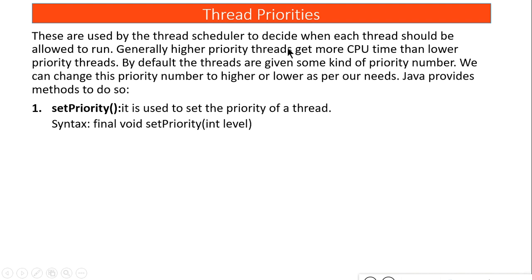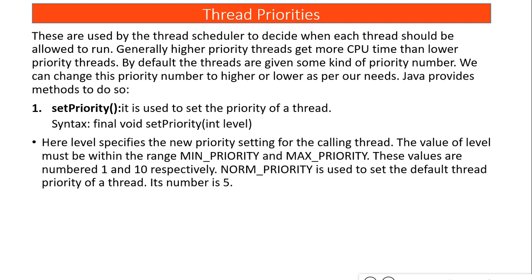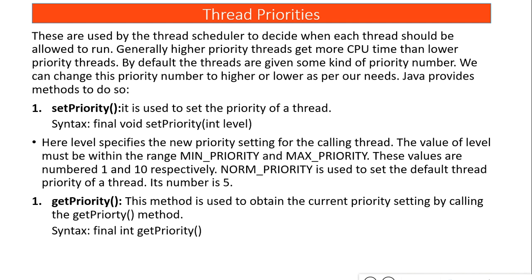Generally, higher priority threads get more CPU time, but you can use the setPriority and getPriority methods to set or get the priority of your threads. Now the setPriority method must pass an argument. This argument can be a value between 1 and 10, 1 being the lowest priority, the minimum priority, and 10 being the highest priority, the maximum priority. By default all your threads are given priority 5, which is normal priority, NORM_PRIORITY. Now the words written in capitals are constant variables like MIN_PRIORITY, MAX_PRIORITY, or NORM_PRIORITY.